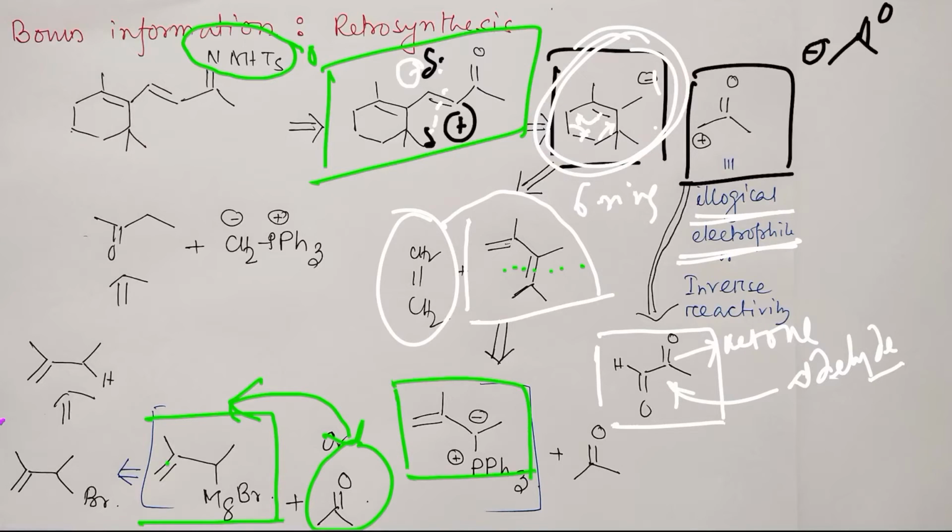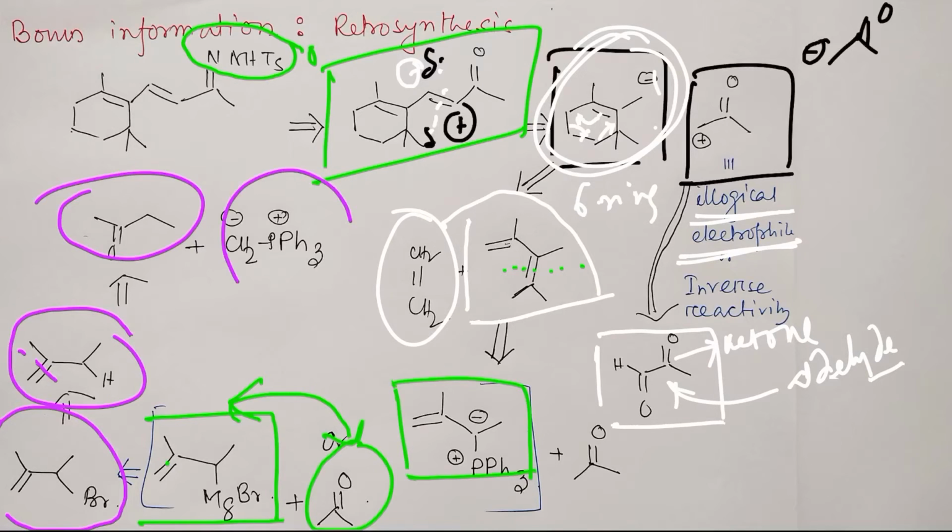In both cases, this bromide reagent or halide is needed. So how could this be prepared? From allylic halogenation of this alkene. And how could this alkene be prepared? Again Wittig reaction; by the disconnection approach it is this one. So this is the carbonyl part and this is the Wittig reagent part. Okay, so this is the disconnection approach.